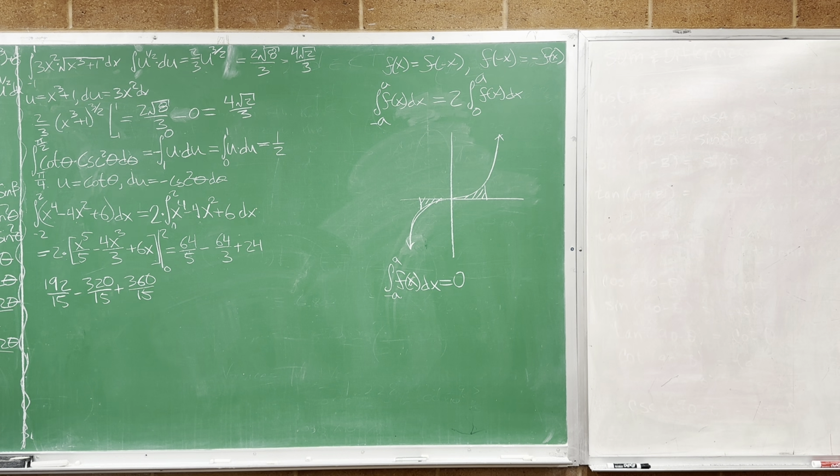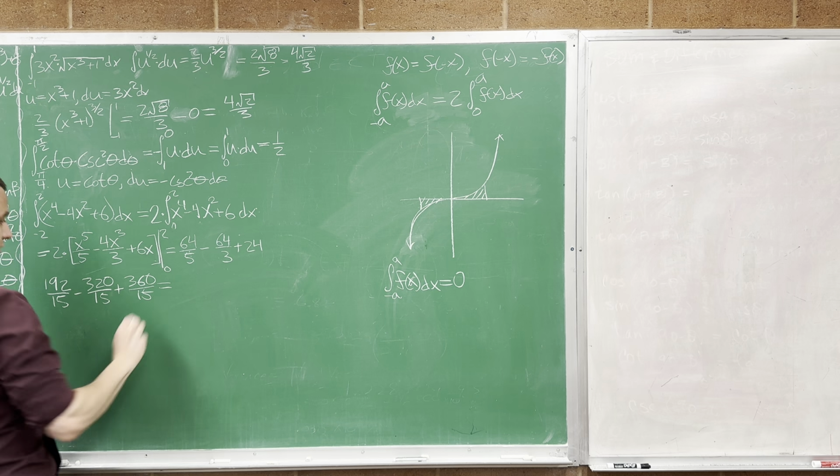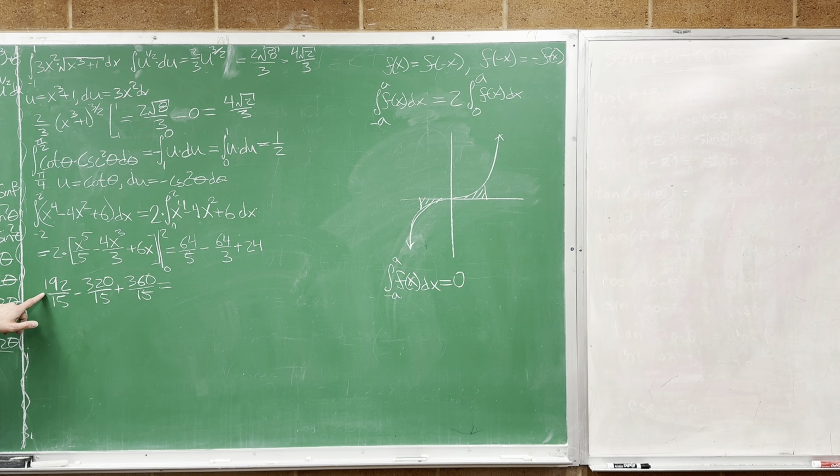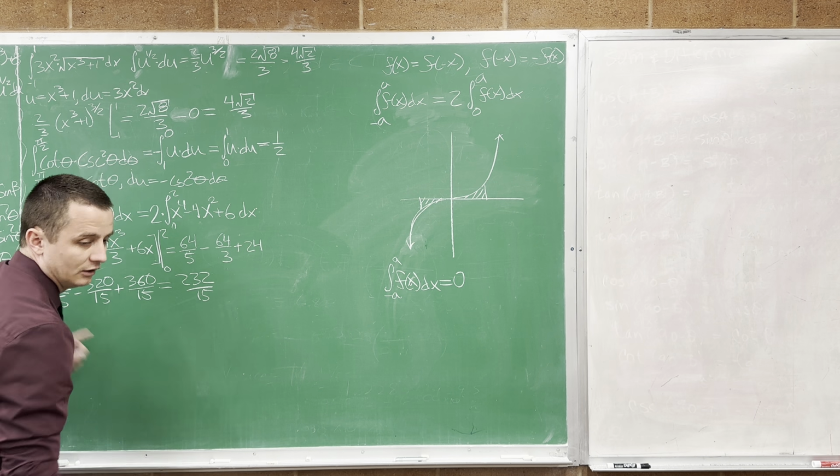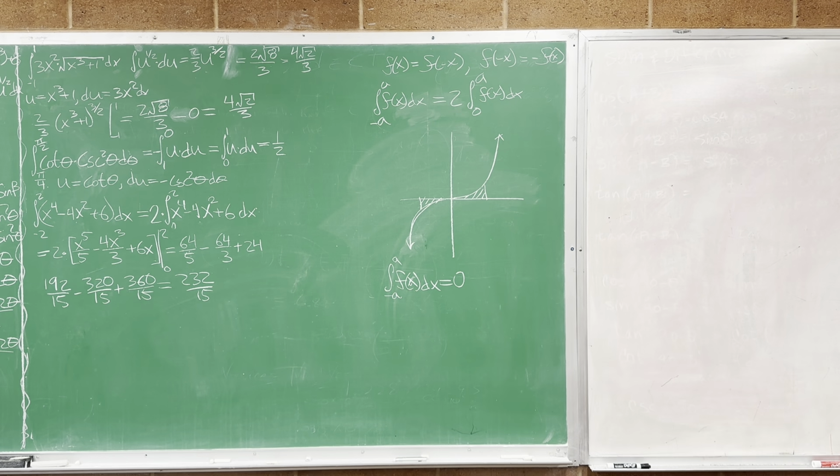That turns into 40 fifteenths. We got the 40 plus the 192, right? So what's that going to give us? 232 fifteenths. Is that what I got? I don't remember. 232 fifteenths. Okay, yay, we did right.